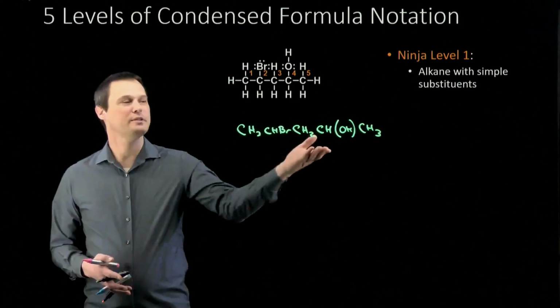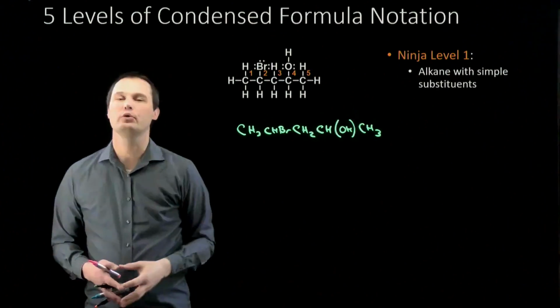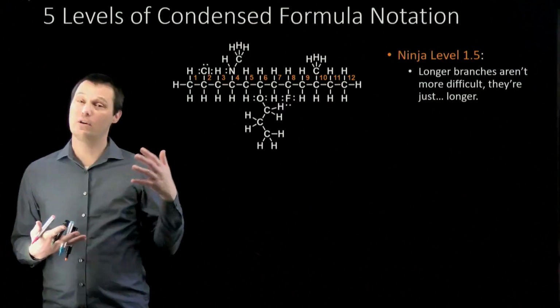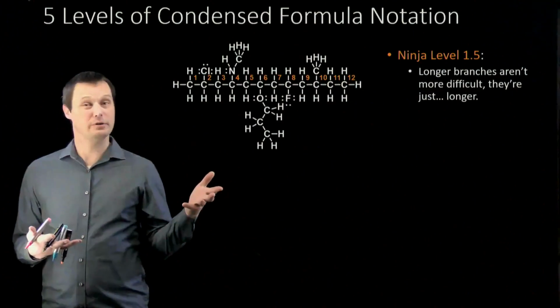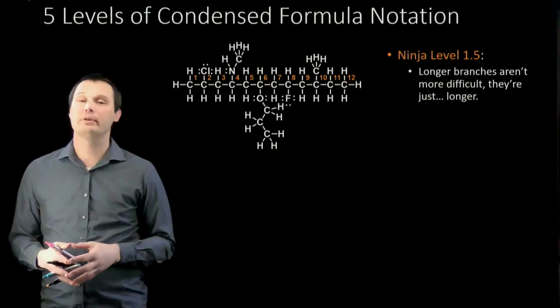For simple structures with simple branching, we march down the chain and we list the branching groups after the carbon. Polyatomic groups go in parentheses. I'm going to include a bonus worked example here to show that substituents that are longer are not more difficult to draw, they're just longer. So we'll start with this molecule. I've already provided a numbering system for this molecule.